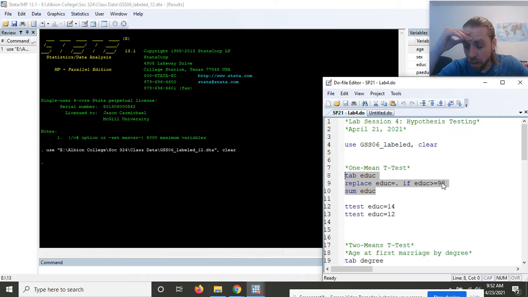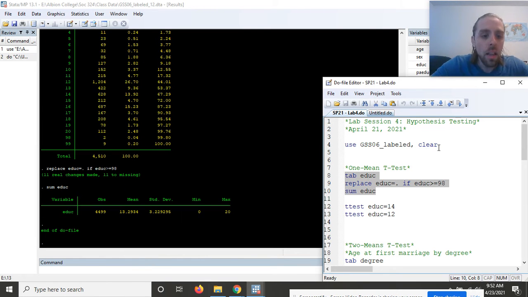Summarizing the education variable will do one very important thing. It gives me a mean. So let's run this. And you will see the average years of education obtained by respondents in this sample, 13.29. That's my sample mean. Now I'm going to use that sample mean and compare it to predetermined values.